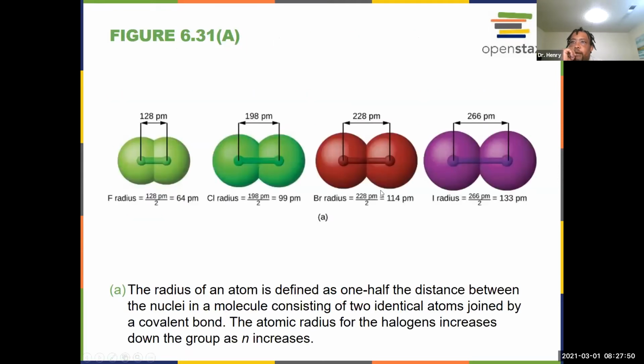So let me show you what I mean about the radius. The radius is going to be the distance from, if these guys were covalently bonded together, this atom to this atom, and half that distance. And that's going to represent your radius.